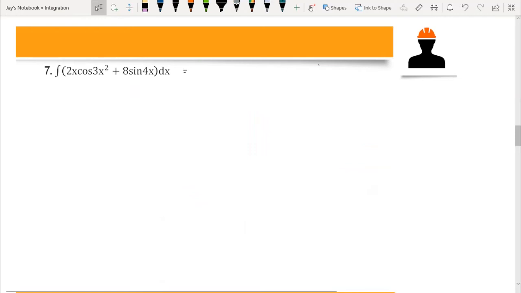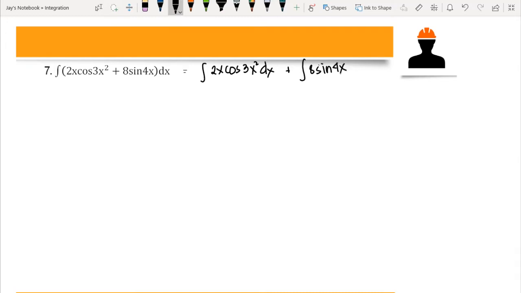Okay, so we have number 7. We have the integration of 2x cosine 3x squared plus 8 sine 4x dx. So in this case, we can actually integrate them individually. So we have to rewrite the function as the integration of 2x cosine 3x squared dx plus the integration of 8 sine 4x dx.